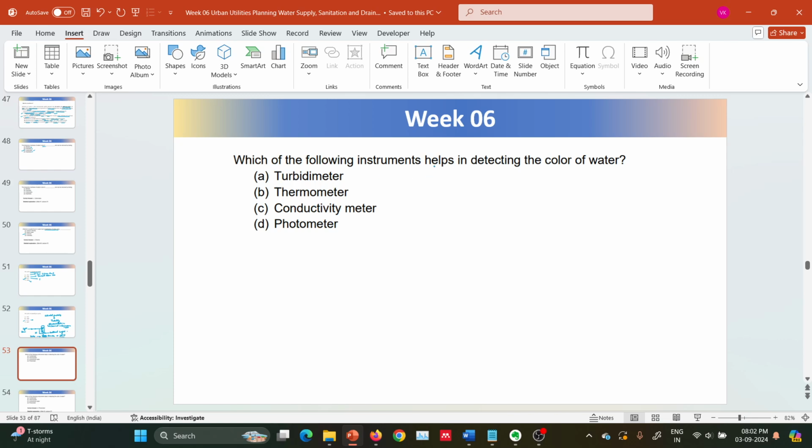Which of the following instruments helps in detecting the color of the water? Turbidimeter is for the turbidity, thermometer is for temperature, conductivity meter is for dissolved solids which are inorganic in nature. Photometer will give us the color value.